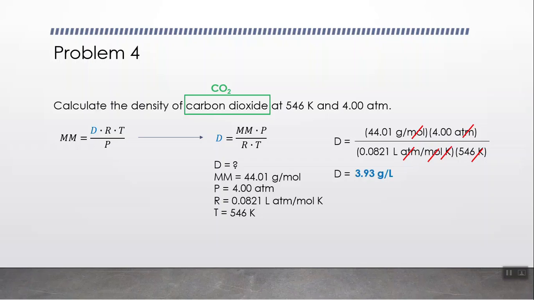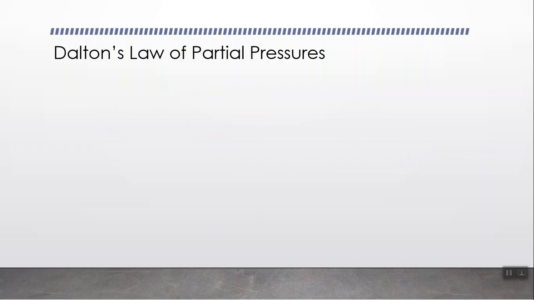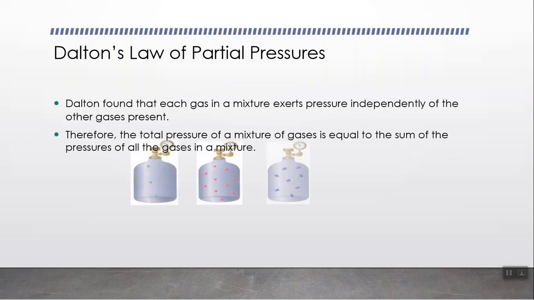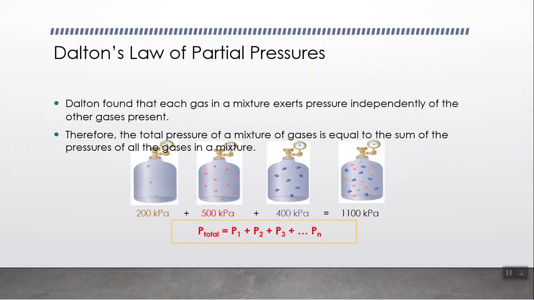The last gas law that we're going to talk about is Dalton's law of partial pressures. Dalton's law of partial pressure states that each gas in a mixture exerts pressure independently of the other gases present. If we look at this picture, let's say we have 3 different gases: hydrogen, oxygen, and nitrogen. Each of the gases will exert their own pressures. Gas 1 is 200 kilopascals, gas 2 is 500, and gas 3 is 400 kilopascals.